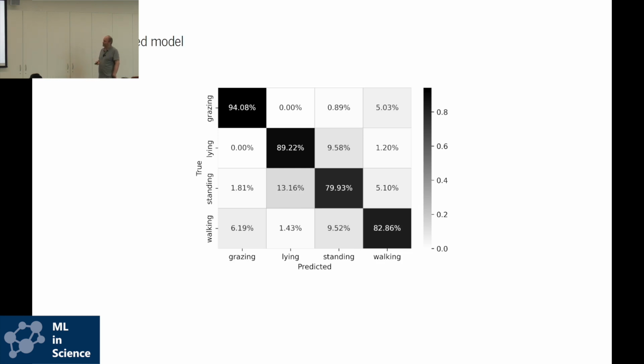This is the results from the validation data where we have 4 classes we're interested in: grazing, lying, standing, and walking.